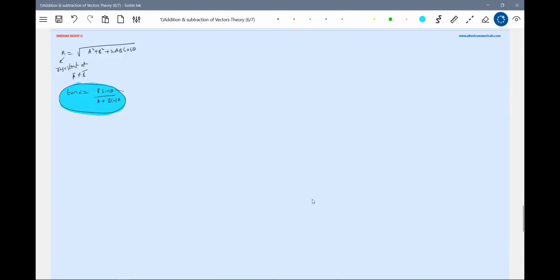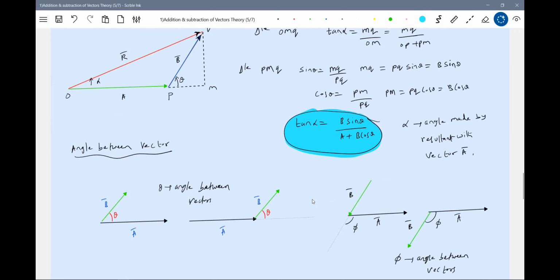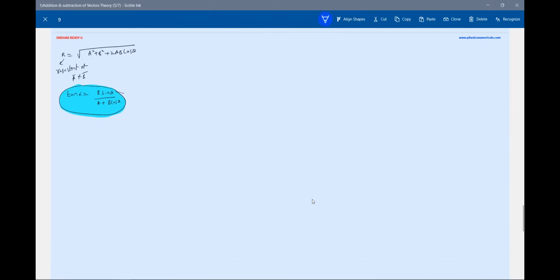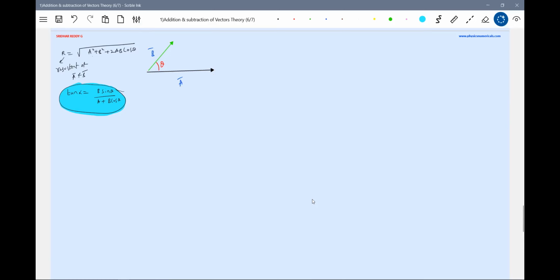Okay, and the vector diagram will pick up. I'm just going to discuss the cases here. I will not disturb this one, let it be at this corner. We'll discuss all the possible cases and situations here.